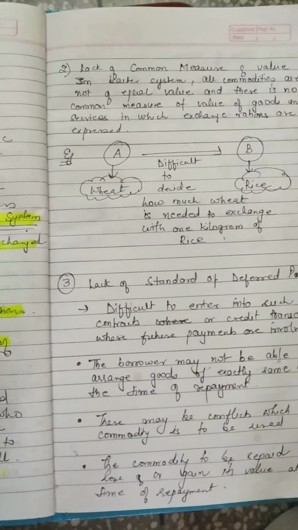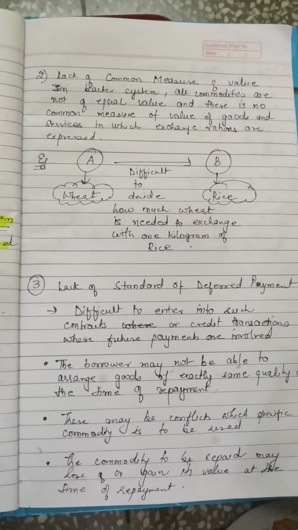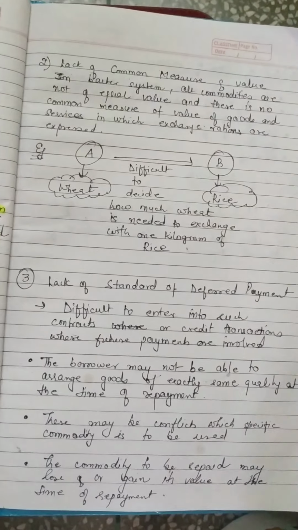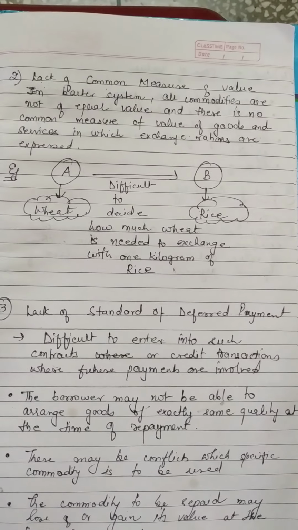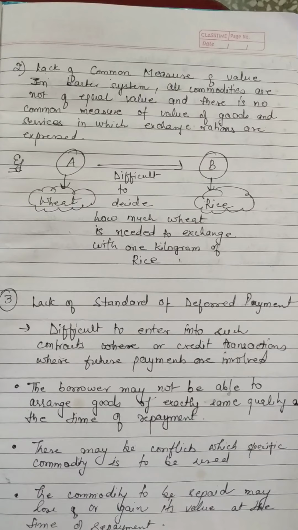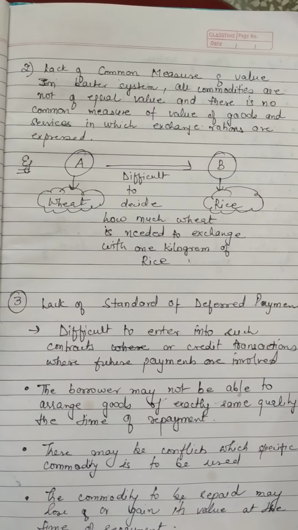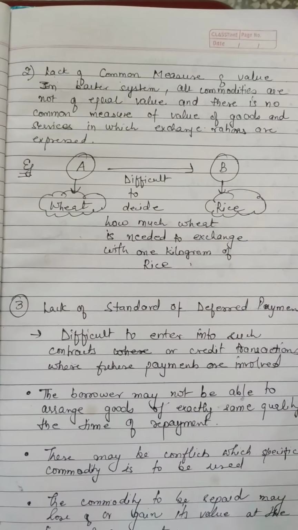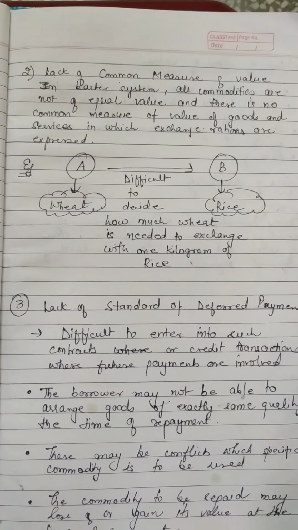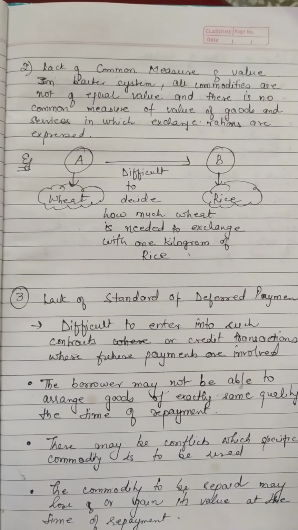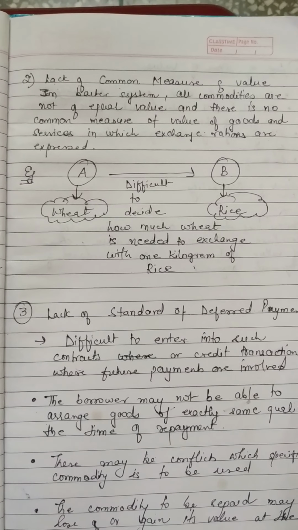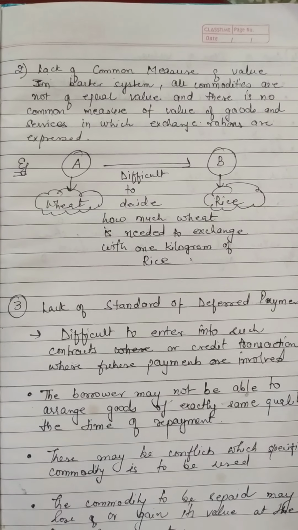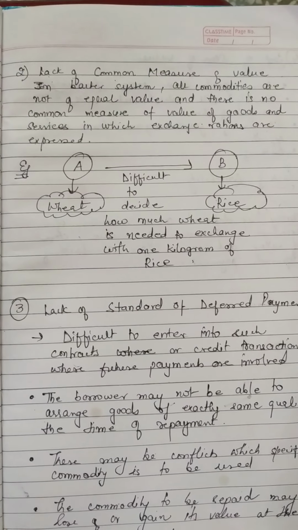Second is lack of common measure of value. As you all know, in today's era, each and everything we can express in terms of money, in terms of rupees. But during the barter system, it is difficult to express exchange ratios, because as you all know, all commodities are not of equal value and there was no common measure of value of goods and services at that time.